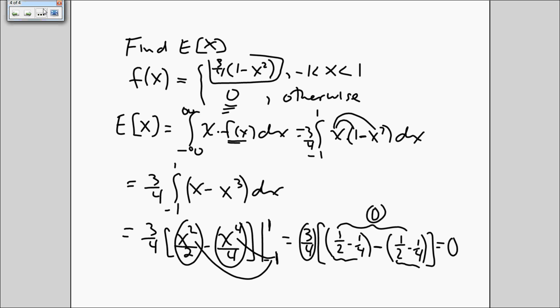And this completes the section on expected values and, I guess, variance of a continuous random variable.